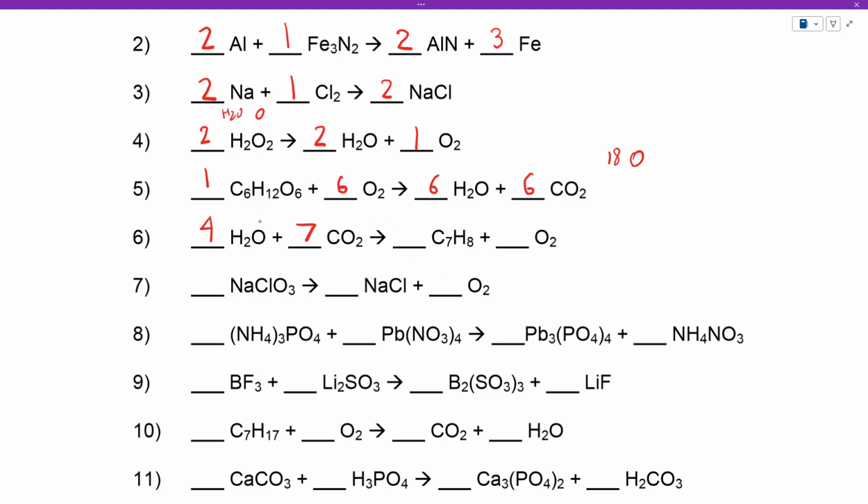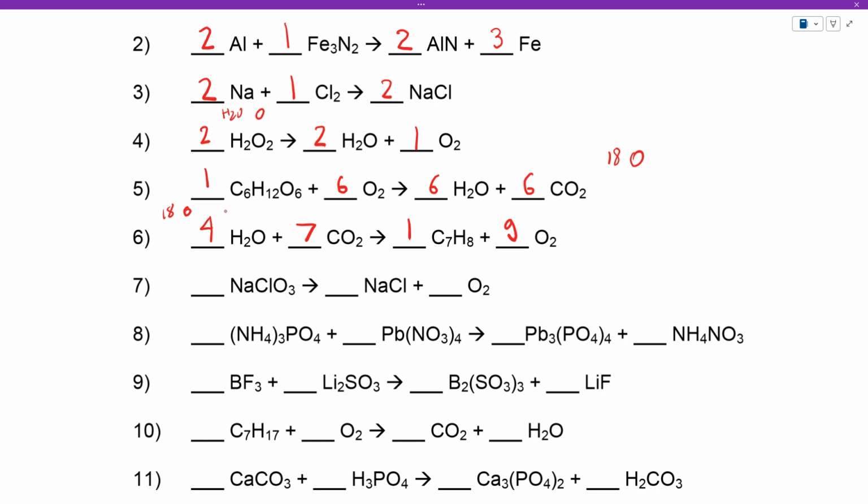Let's examine the amount of oxygens we have. 4 plus 14 is 18 oxygens. Sorry, that looks like 180 oxygens. So we need 18 oxygens over here. So let's make 9 times 2 is 18 oxygens. This should be a 1.